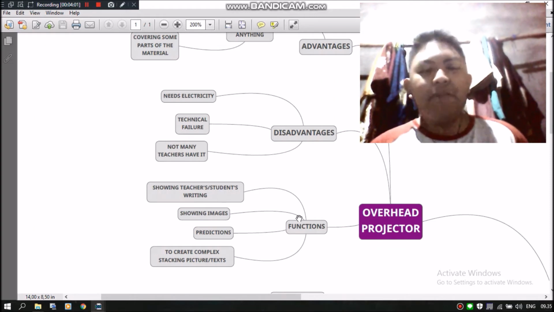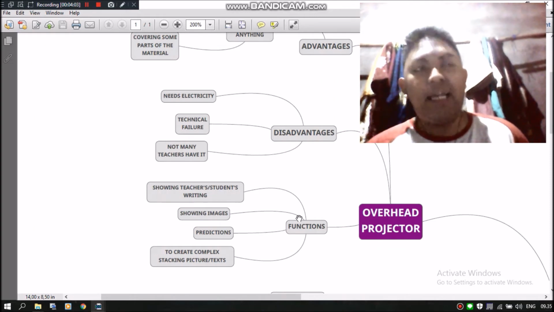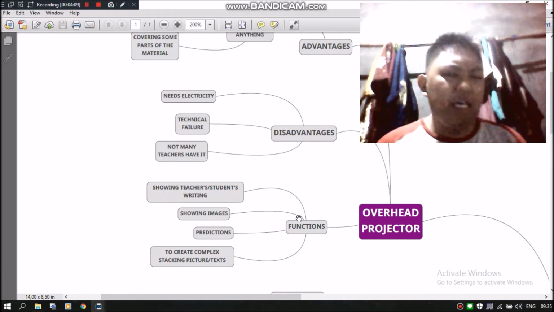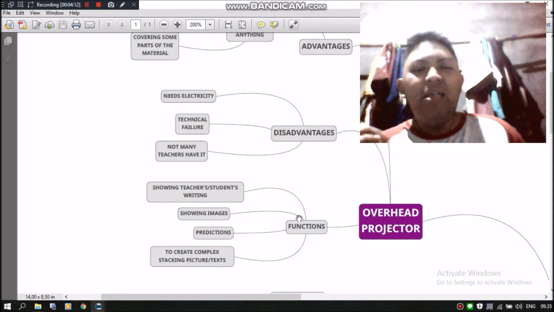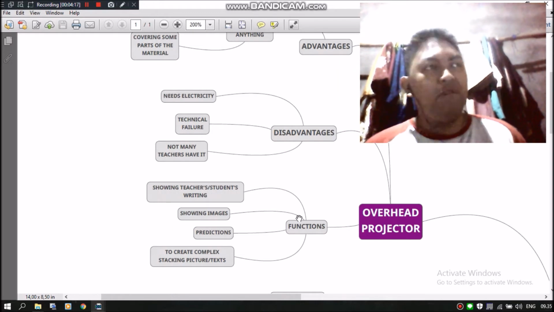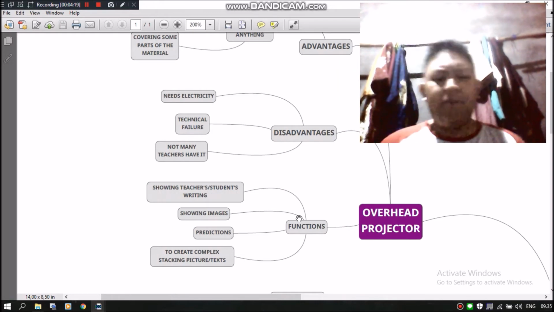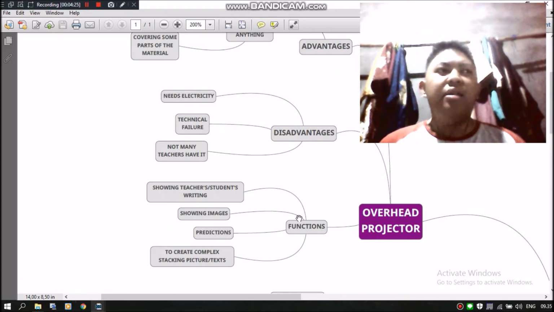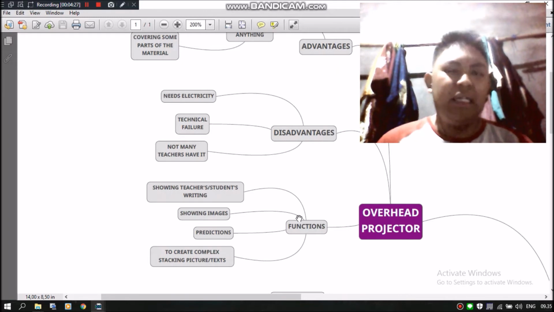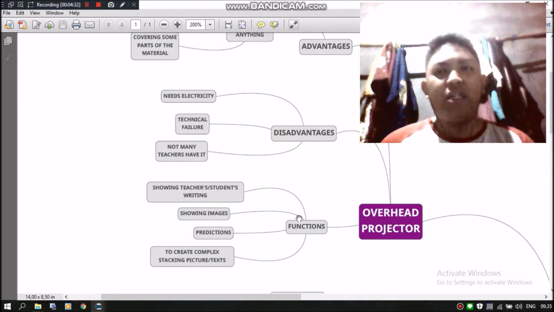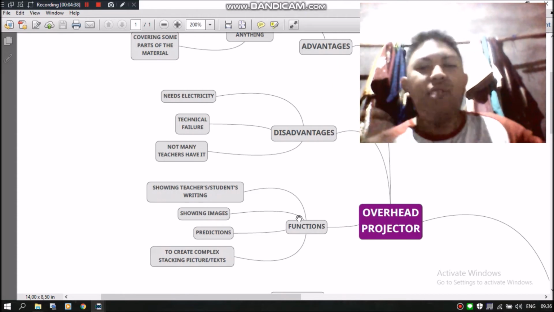Also, overhead projector can also be used to show images. Like I said before, you just place the images on top of the projector thingy and it will be projected onto the wall. And it can also be used for prediction, as I said before. If you have a sentence, you can cover some of the words in that sentence, and you can ask the students what is the word that you covered. So it can also be used for drilling students.